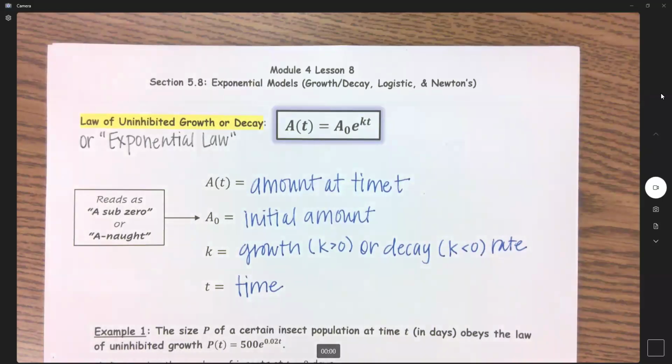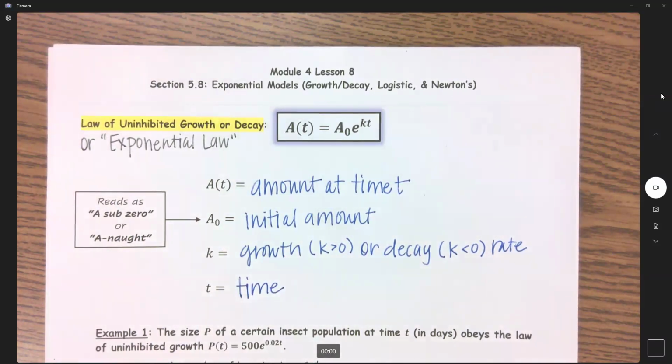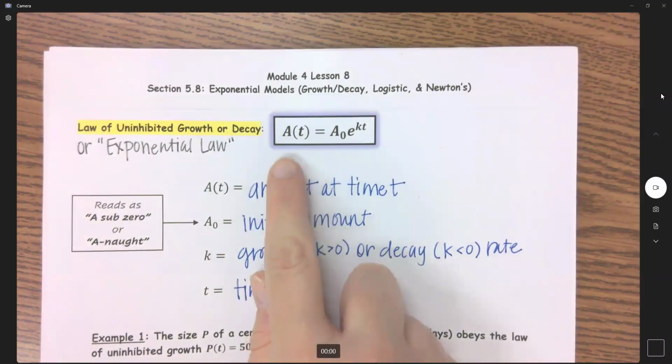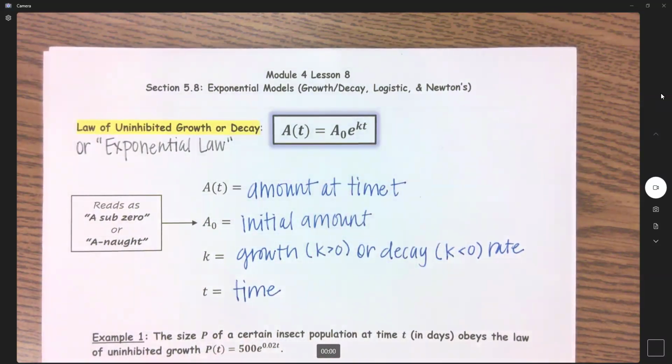First exponential model we're going to cover is your law of uninhibited growth or decay. You also see it referred to in your homework sometimes as exponential law, so they mean the exact same thing. And so here's our formula for it. We have A of t equals A naught e to the kt.